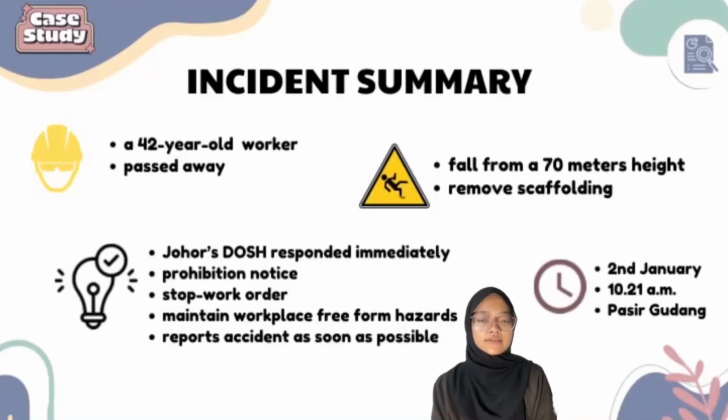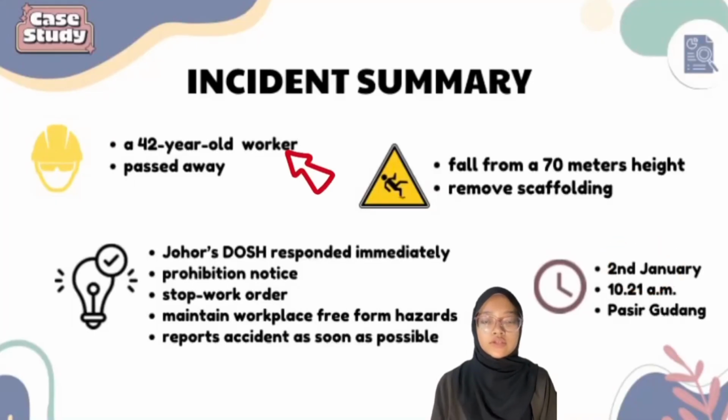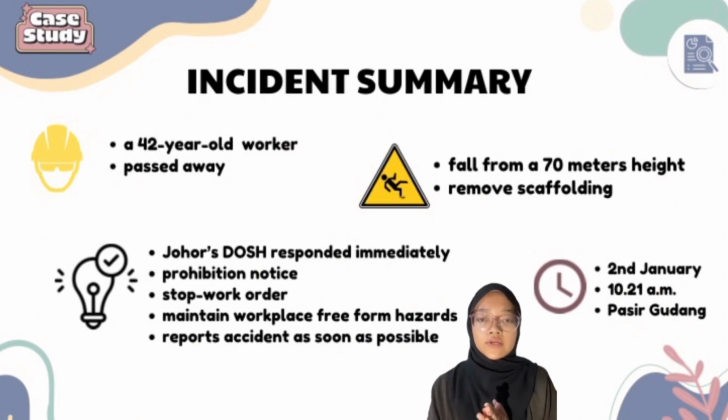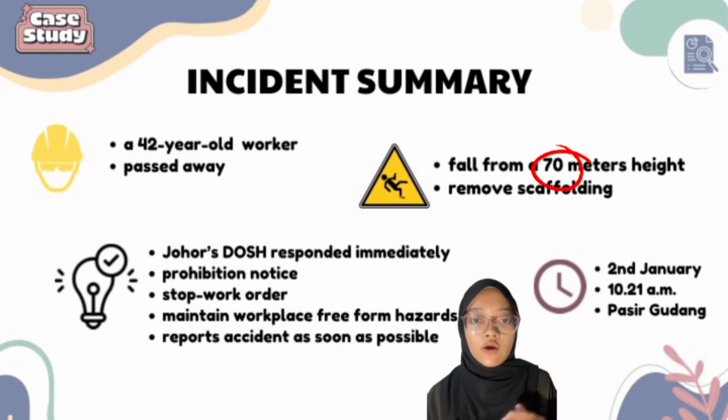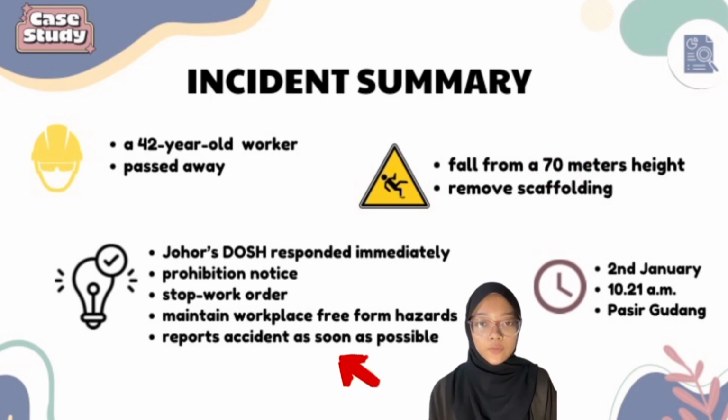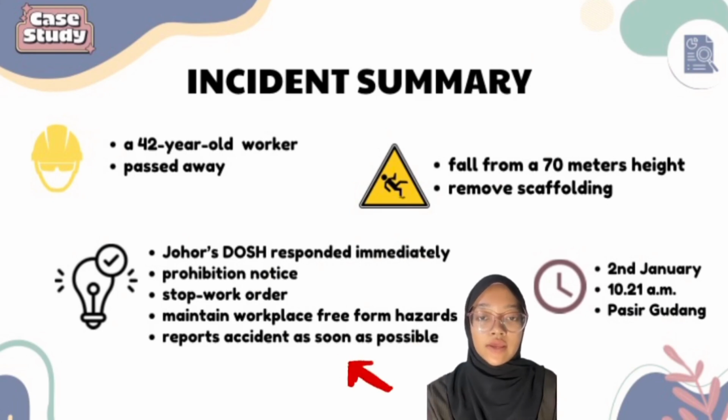This case study started on 2nd January, which is about a 42-year-old Nepali worker at a development project in Pasir Gudang who tragically lost his life in an accident after falling from a height of 70 meters while removing scaffolding. The Johor Occupational Safety and Health Department (DOSH) responded quickly to the incident, which happened at 10:31 a.m. in the morning. They issued a prohibition notice and a stop work order while they look into the cause.